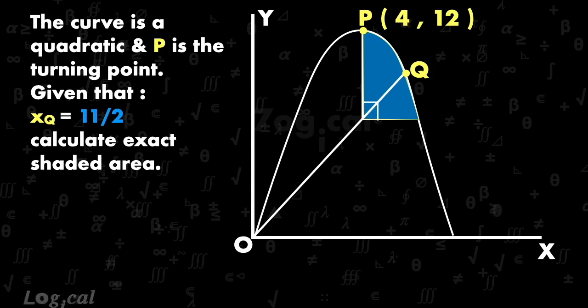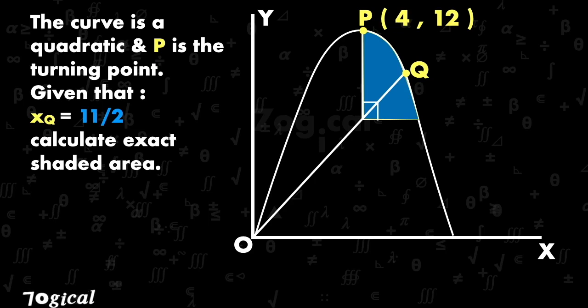Today's question is based on geometry. The question is: in the given figure, the curve is a quadratic and P is the turning point, given that xq is equal to 11 by 2, and we have to calculate the exact shaded area.